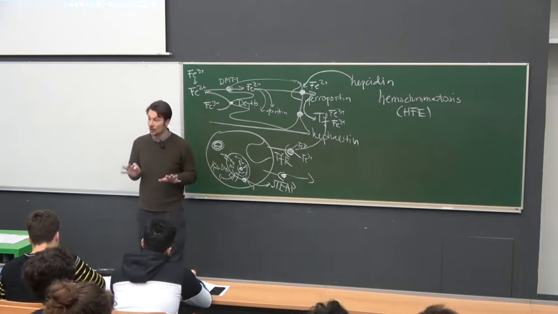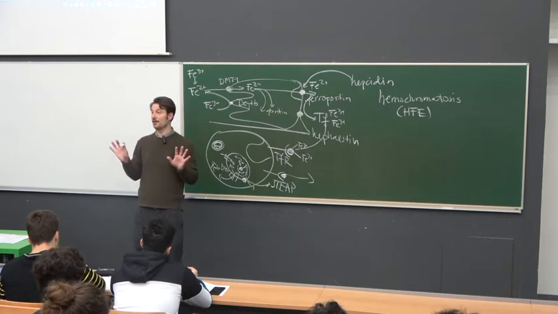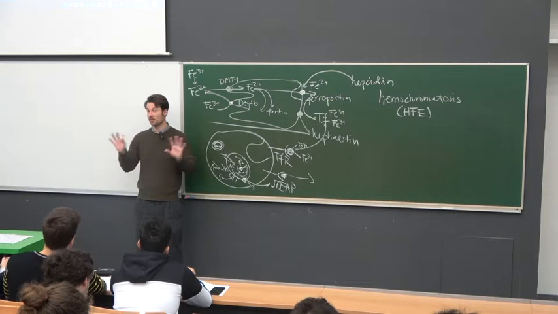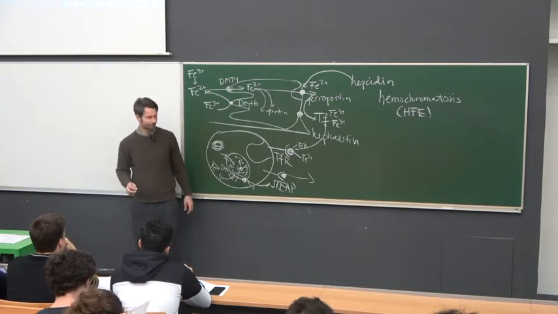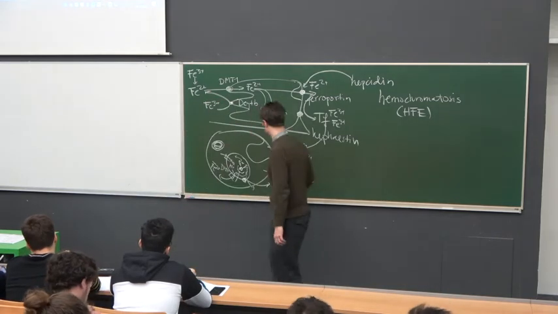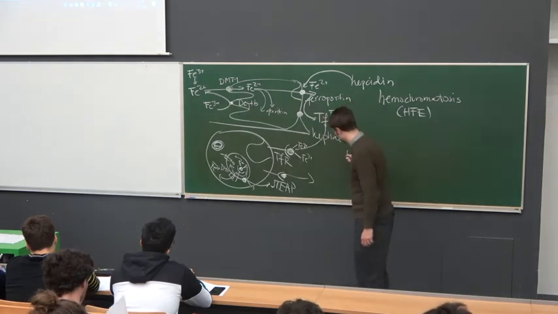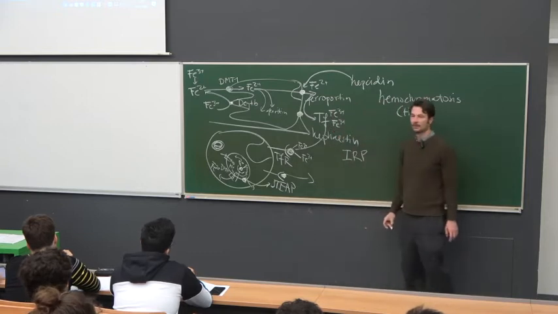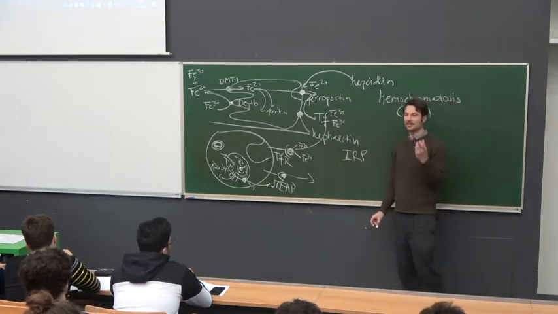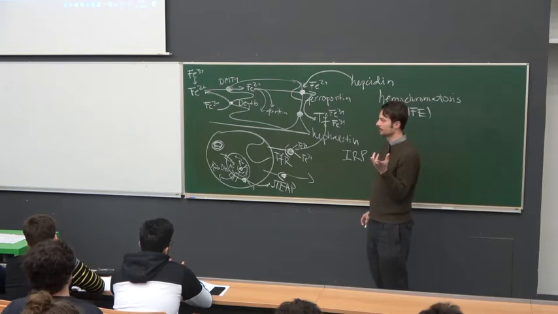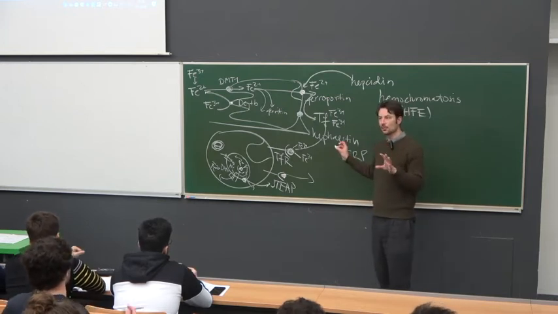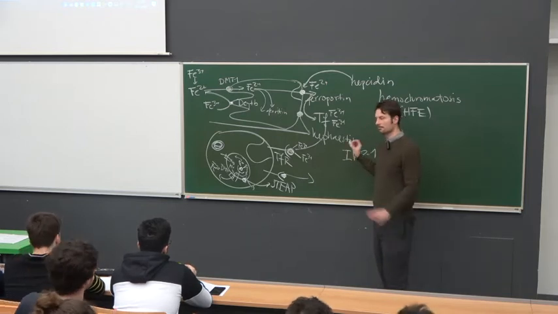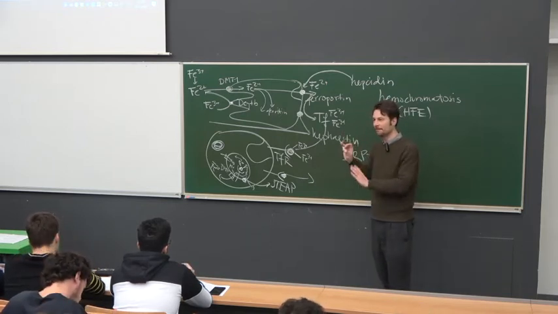Now, how does the cell know that it has enough iron? And this I will go through in some detail. This is true for all cells in our body. Our cells contain proteins in the cytoplasm called IRPs, which act as sensors of iron. There are at least two types, maybe more, of IRPs, so I'll only be talking about IRP1, which is the easier one, okay?